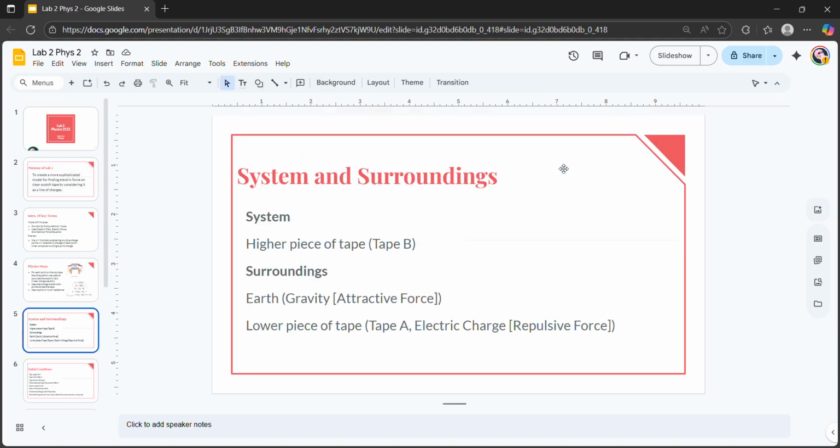On the system and surroundings, the system was the high piece of tape, tape B. The surroundings was the Earth, with gravity acting as an attractive force going down, and the lower piece of tape, tape A, had the electric force. It was a repulsive force going up.